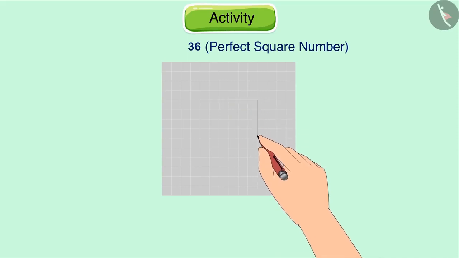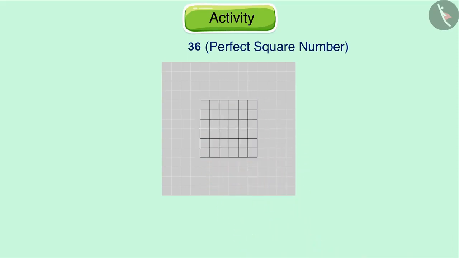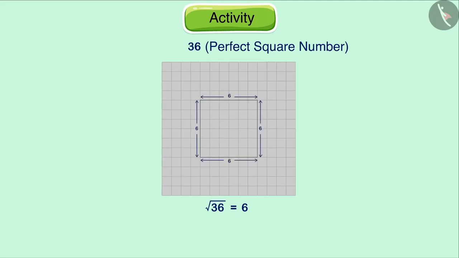You now know that the number 36 is also a perfect square, which means we can draw a square of 36 square units on a graph paper. You can see that this square is made up of 36 small squares. We know that the square root of 36 is 6, so the sides of this square are equal to 6 units.